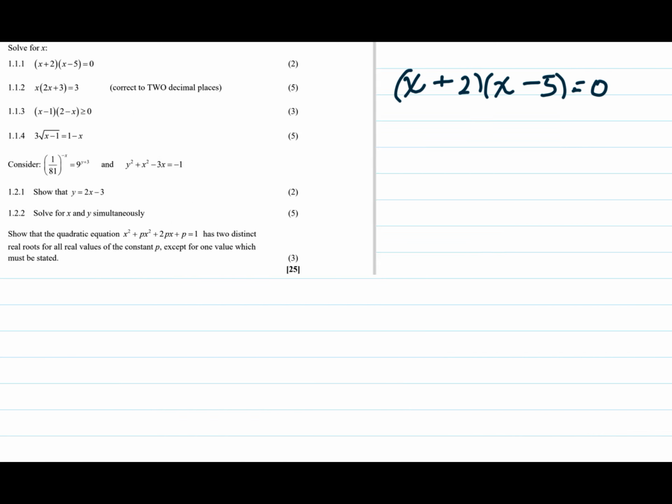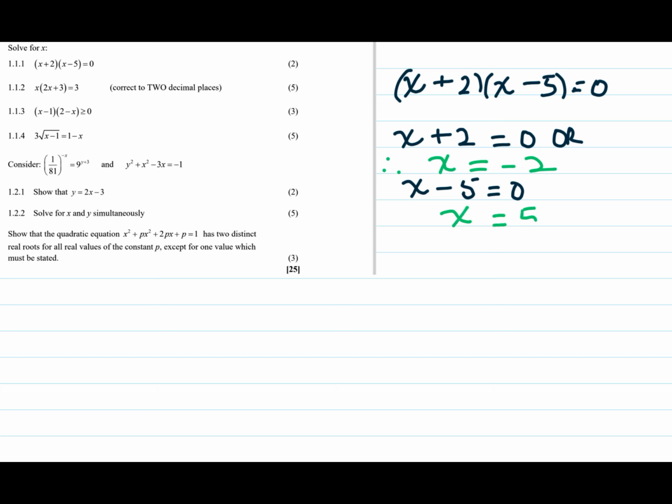We're asked to solve this equation, and we can see that it's already factorized. So this means that x plus 2 is equal to 0, or x minus 5 is equal to 0. Therefore, for x plus 2 is equal to 0, x is equal to negative 2. And for x minus 5 is equal to 0, x is equal to 5.